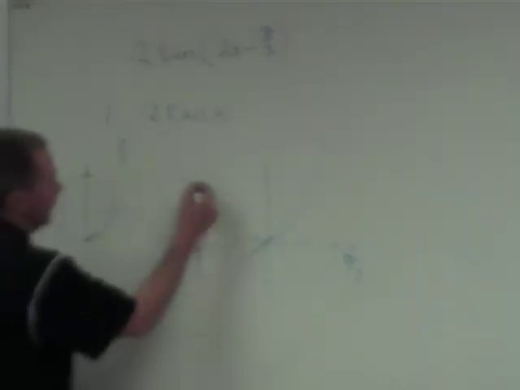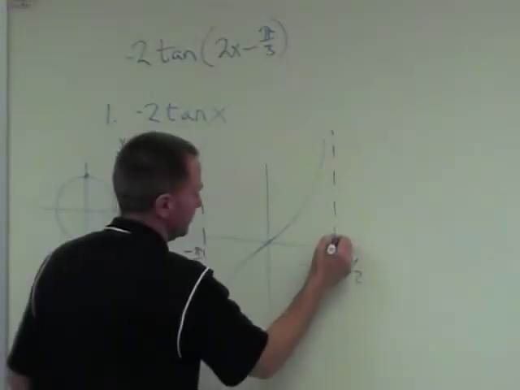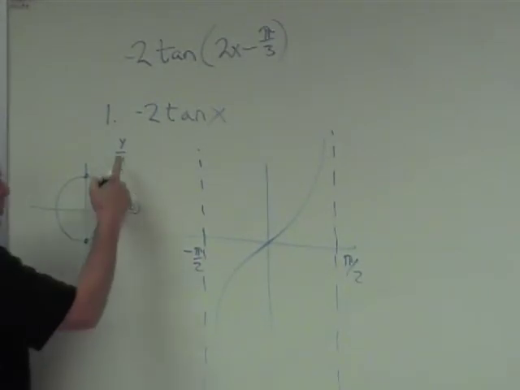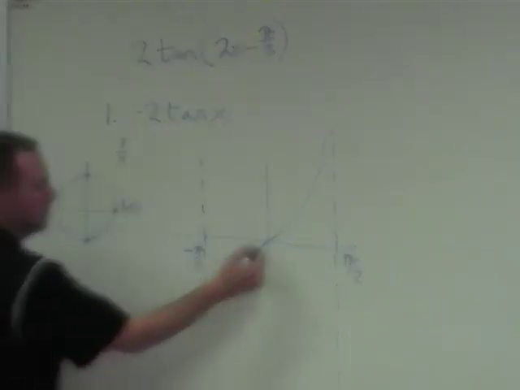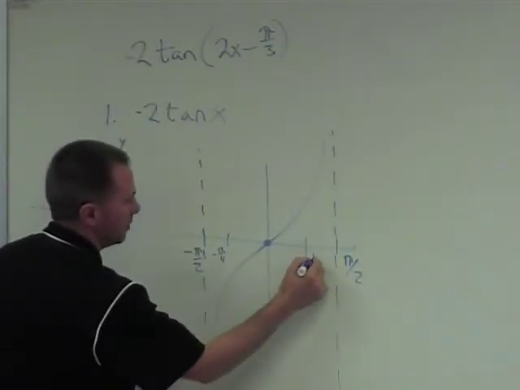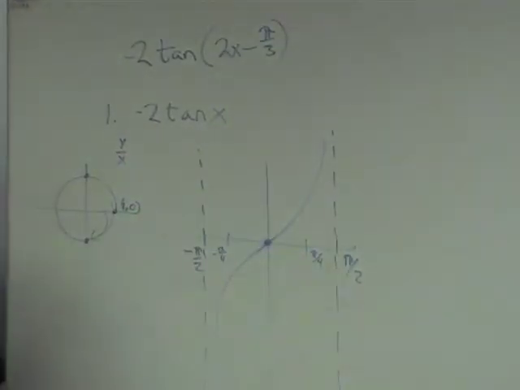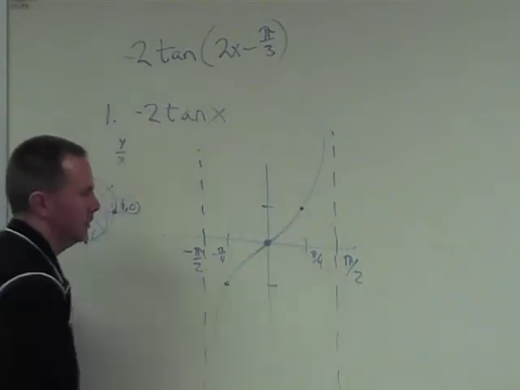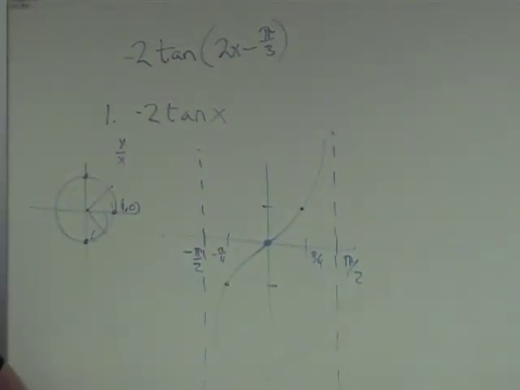Okay, so we already figured out these are asymptotes. At 0, tangent of 0, y over x, 0 over 1 is 0. So at the point there, if you want to make sure where these are at, then you plug in halfway in between here. This would be negative pi over 4. This would be pi over 4. You can do those if you need to. Pi over 4: square root 2 over 2, square root 2 over 2, which is 1. This would be negative 1. That's the tangent of x.